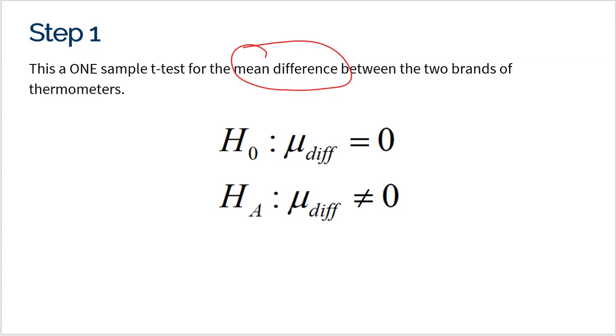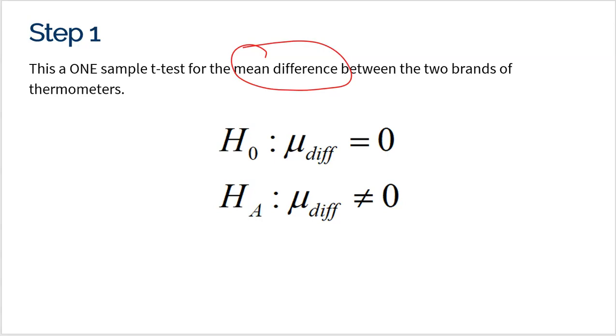And the alternative is, well, go back to the problem if you need to. I just want to say, is there a difference? And that's why I'm using a not equal to sign. This is a 2-sided test. I never said, hey, thermometer A is less or thermometer B is more or anything like that. I just simply said, hey, is there a difference?